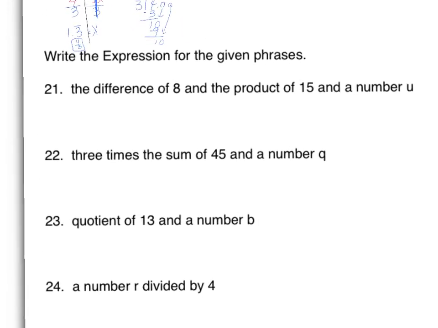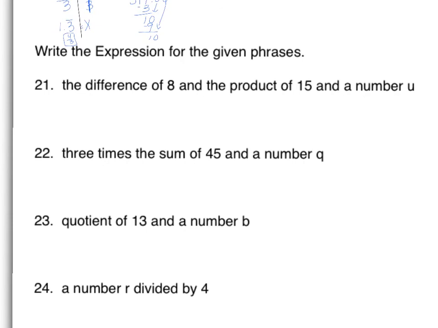Now we get to write an expression. So that means we're not solving for anything. We're just literally writing the expression using numbers and a variable. So this is the difference of, so difference tells us we're going to subtract, difference of 8 and the product, which means we're going to multiply, 15 and a number u. So I'm going to do 8 minus, now I have to write the product of 15 and u.